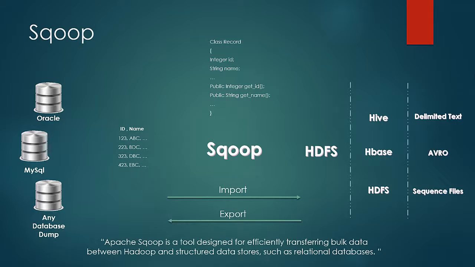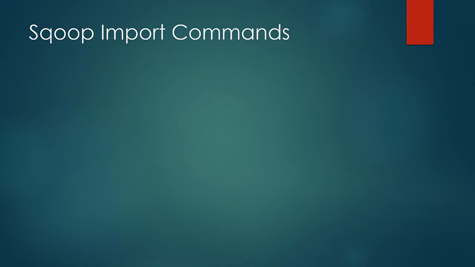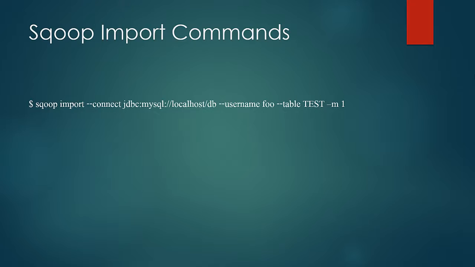So let us look at import statements and understand how these parameters are specified in Sqoop. Here you see a command to import data from the table test. sqoop import --connect, and then there is a complete JDBC URI, and --username, and following that is the value, and --table and the table name, then a single -m to specify the number of maps to 1.